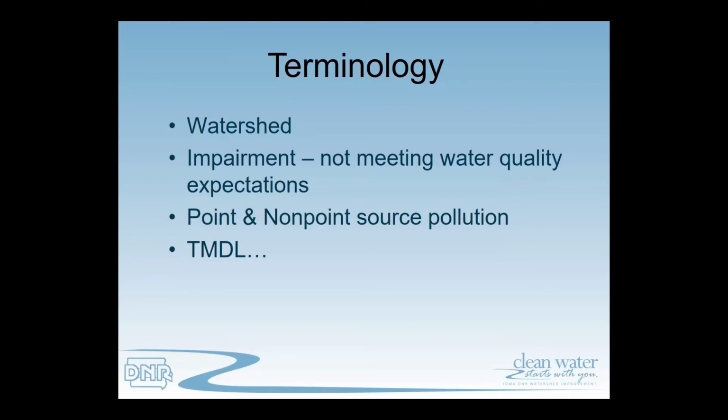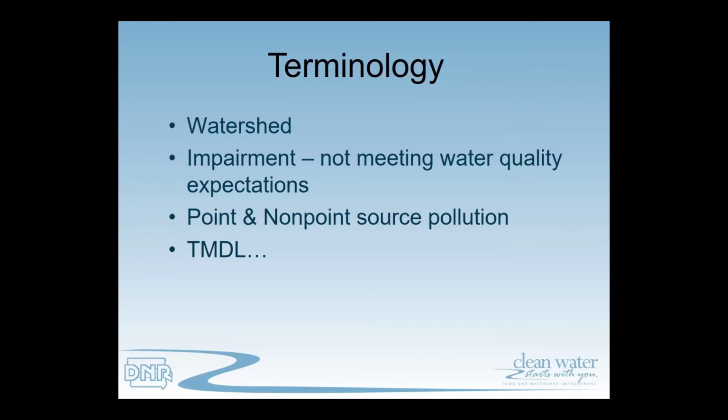Now, if you're on the impaired waters list, all that means is that there is some water quality standard that's not being met, some expectation that's not being met. And that's what we have here today with Prairie Rose Lake. And Andrew's going to talk more about the specifics of the impairment and what's happening.